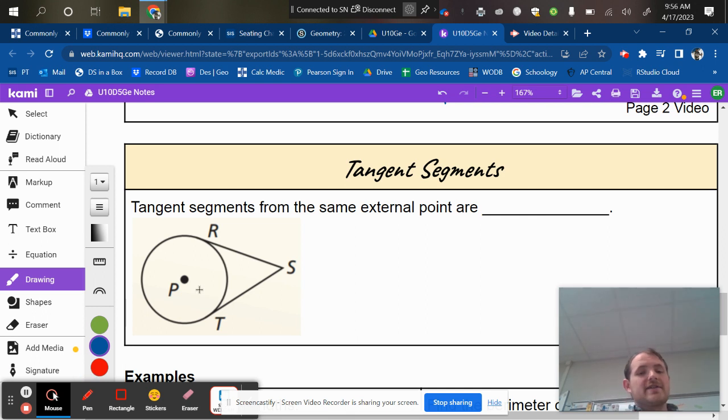Yep. All right, so these are both tangent segments. So if I drew in the radius from P to R, what could you say about the angle that just got made right there? Right angle. That's from the first side of the paper. P to T, it's also a right angle.